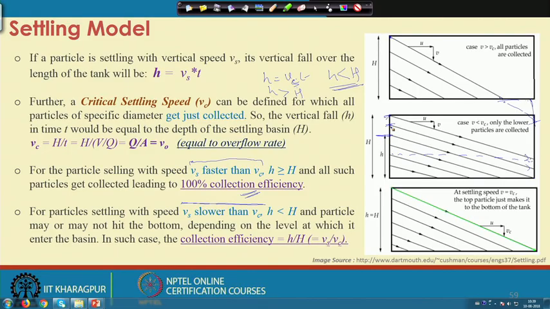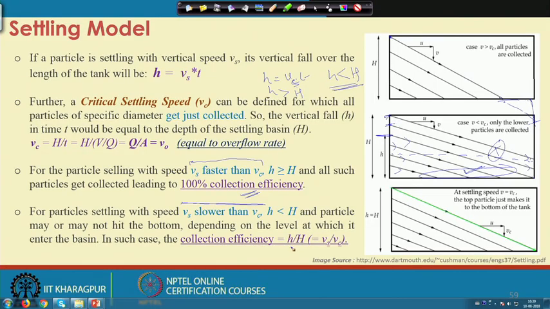The particles which are entering at a depth h or lower than h, only those particles will be able to hit the bottom and get collected. So, in that case your collection efficiency may not be 100% because these particles are not getting collected while these particles may get collected. So, collection efficiency will eventually depend on where the particle is entering in the tank, or at which level the particle is entering into the basin.